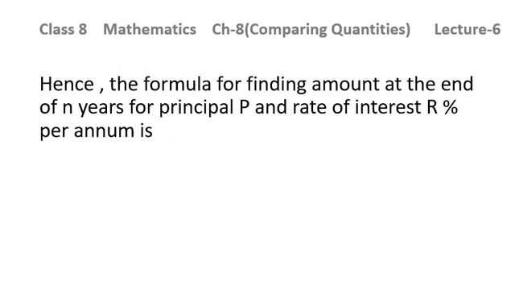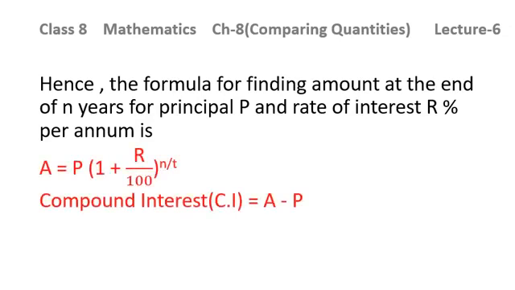So the formula for finding the amount at the end of n years for principal p and rate of interest r% per annum is this. This is the formula which you will be using in the questions. No need to solve it using the derivation, but dear children, I have tried to show you the derivation of this formula. You should know how this formula is derived.